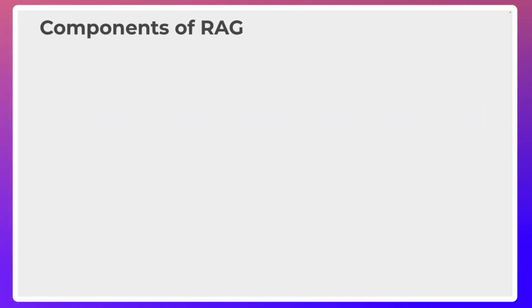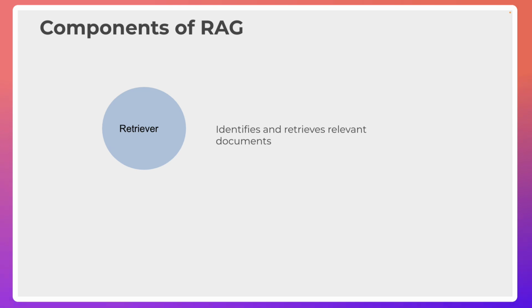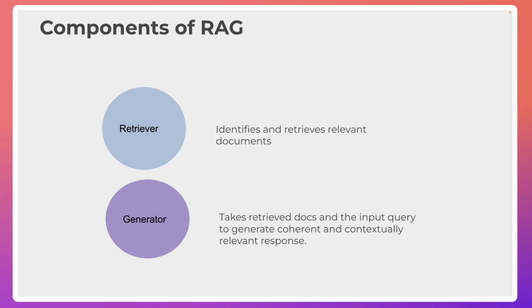So RAG has two main components, the retriever. What the retriever does is identify and retrieve relevant documents. And then we have the generator. It takes the retrieved documents and the input query to generate coherent and contextually relevant responses. That is the whole idea, to get coherent and contextually relevant responses. These are the main components of RAG.